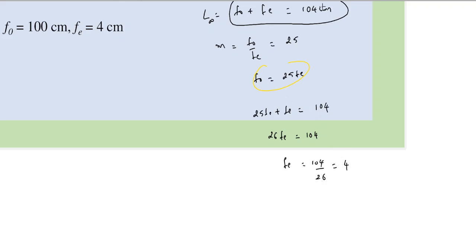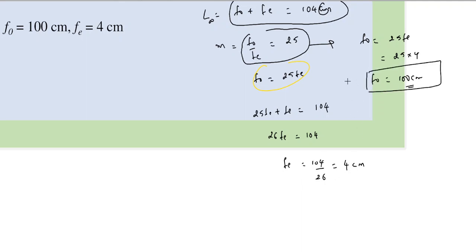But this L is in centimeter, so this also would be in centimeter. fe is 4 centimeter, and from the expression, we can say that f0 is 25 times fe, that is 25 into 4, which is equal to 100 centimeter. So f0 is 100 centimeter. If you add f0 and fe, that is 100 plus 4, we get 104 centimeter.